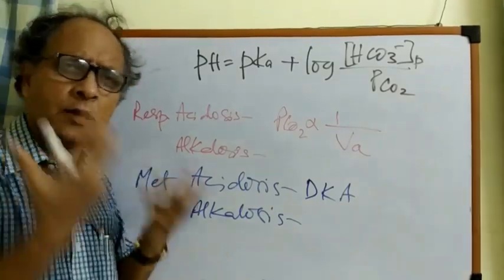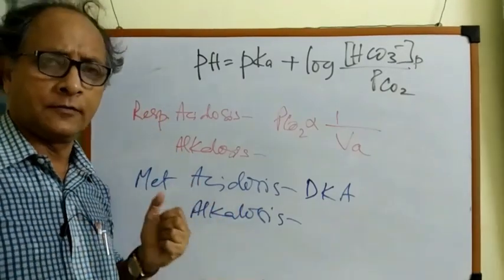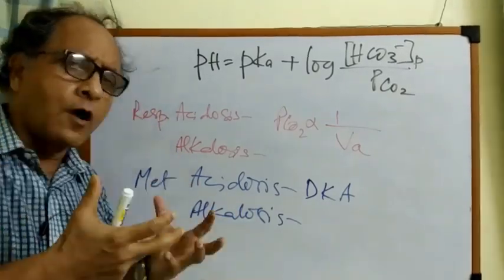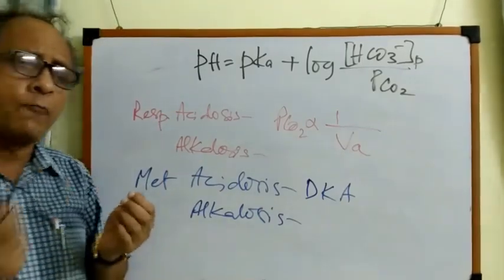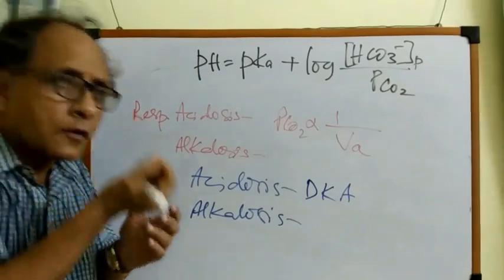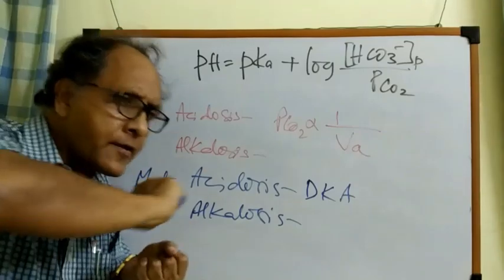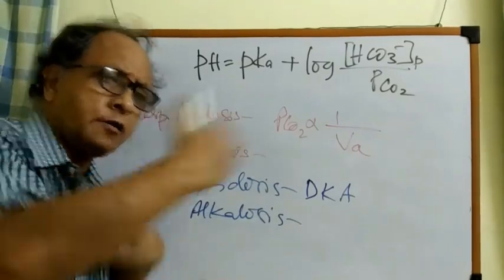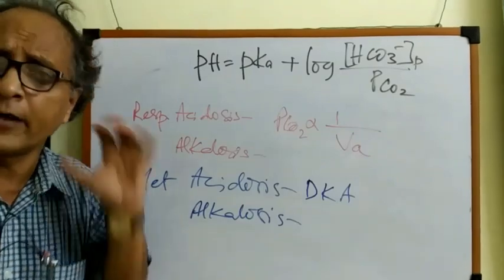Suppose somebody is vomiting, leading to loss of a large quantity of acid-rich fluid through vomitus, or somebody is undergoing nasopharyngeal suction. A Ryle's tube, a tube, is inserted into the stomach and a large amount of stomach content is sucked out for any requirement whatsoever.